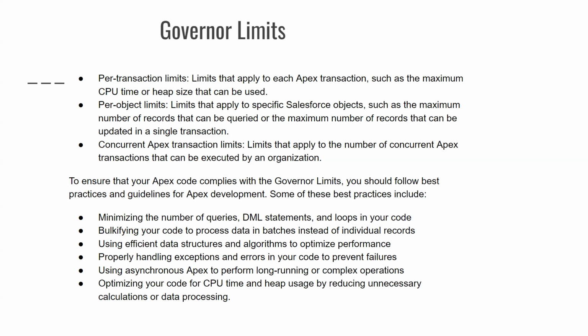These limits are enforced at various levels, such as per-transaction limits, per-object limits, and concurrent Apex transaction limits. To ensure that your Apex code complies with the governor limits, you should follow the best practices and guidelines for Apex development. Some of the best practices include minimizing the number of queries, DML statements, and loops in your code.